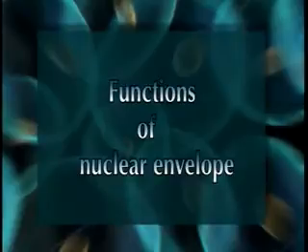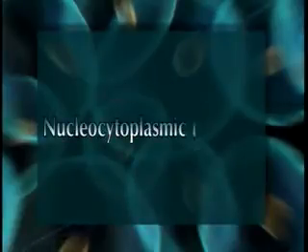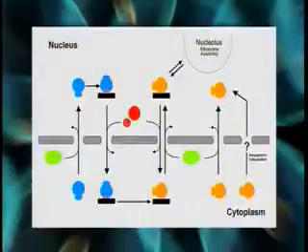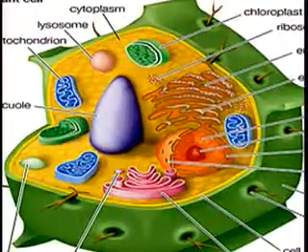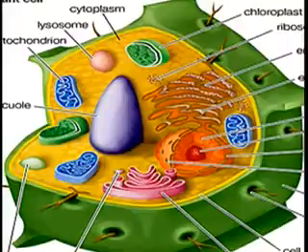Now, what are the functions of the nuclear envelope? Number 1, nucleocytoplasmic transport. The nuclear envelope regulates the exchange of materials between the nucleoplasm and cytoplasm. The permeability of the nuclear envelope is not fixed but varies in different cell types and also within the same cell type during different stages of the cell cycle. It is so because the nuclear envelope is not a static but a dynamic barrier. The exchange of materials occurs in different ways.